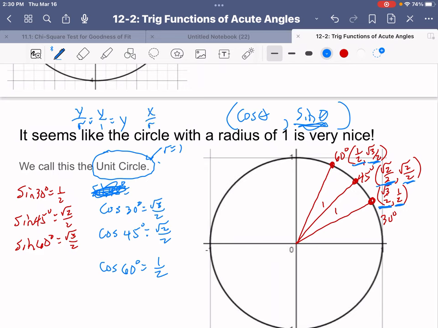X over r, which is cosine, becomes x over 1, or just x. So in other words, as long as the radius is 1, the cosine of that angle is the x-coordinate of the point there. So you're going to be working very hard at memorizing these three ordered pairs.